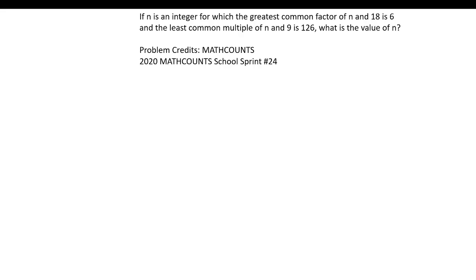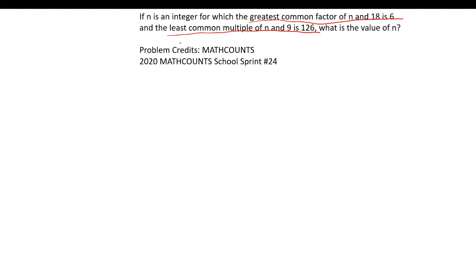In this MathCounts preparation lesson, we're going to be exploring some LCM and GCD problems. We're going to start here on the 2020 MathCounts School Sprint Round number 24. If n is an integer for which the greatest common factor of n and 18 is 6, and the least common multiple of n and 9 is 126, what is the value of n?